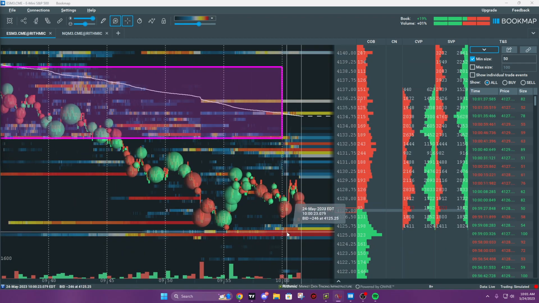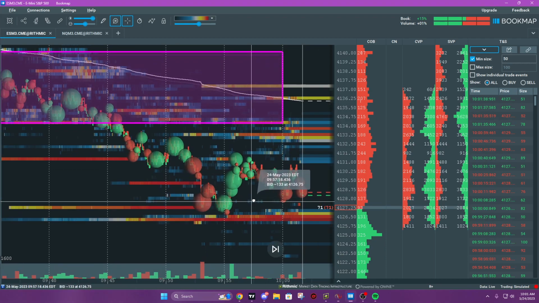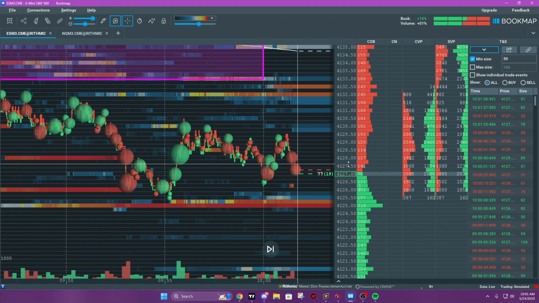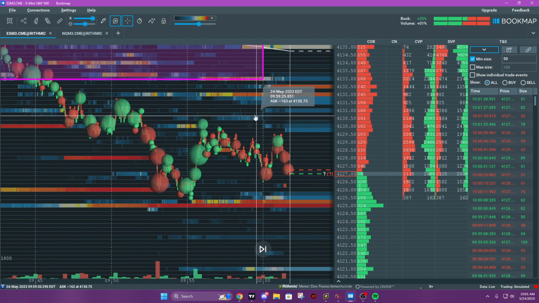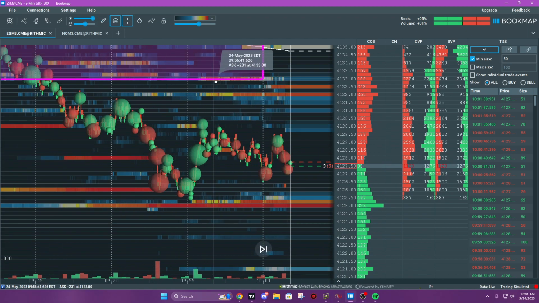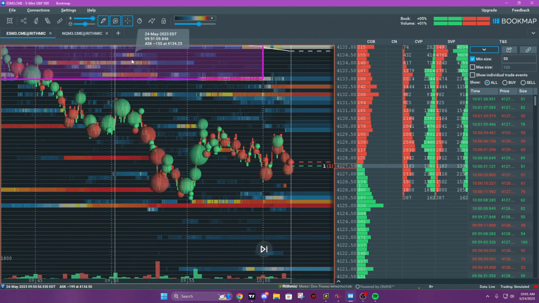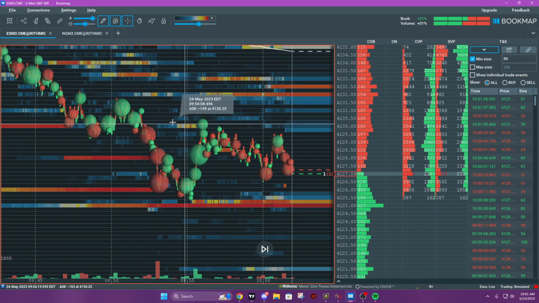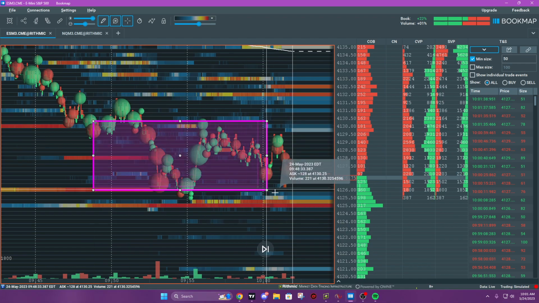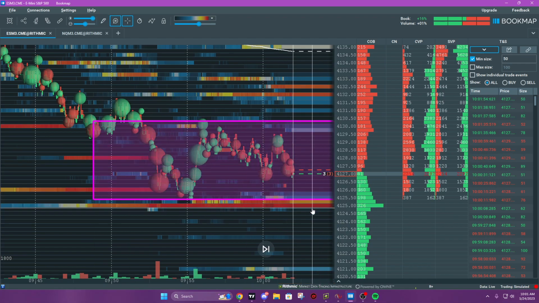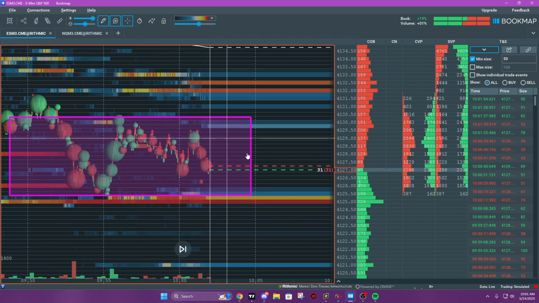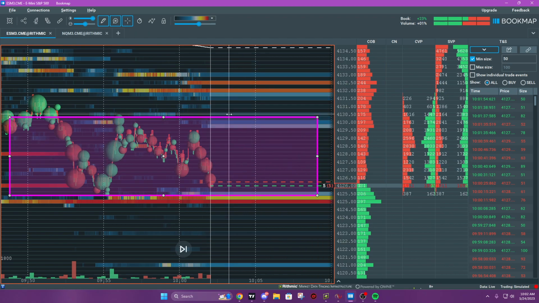A lot of heavy orders at 41.25. See if price wants to come back down to this area. Kind of looks like I'm gonna delete this, so delete that. Kind of looks like maybe that is a new zone right here. Okay.